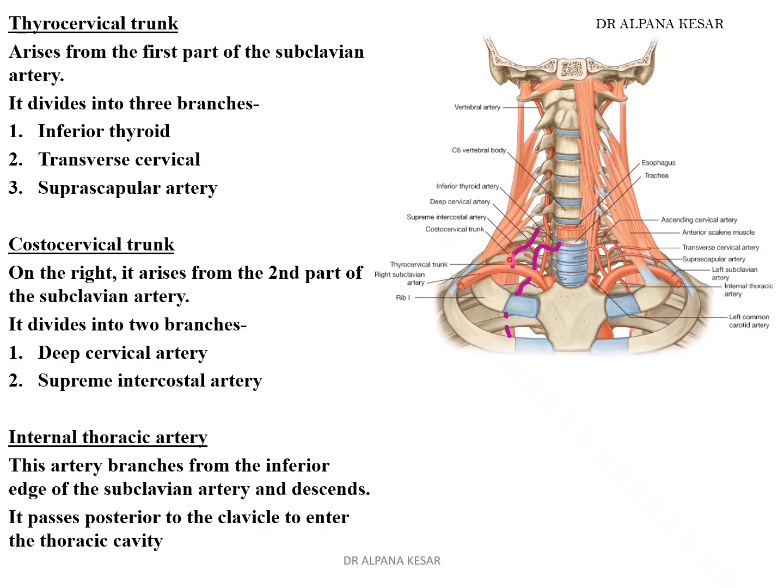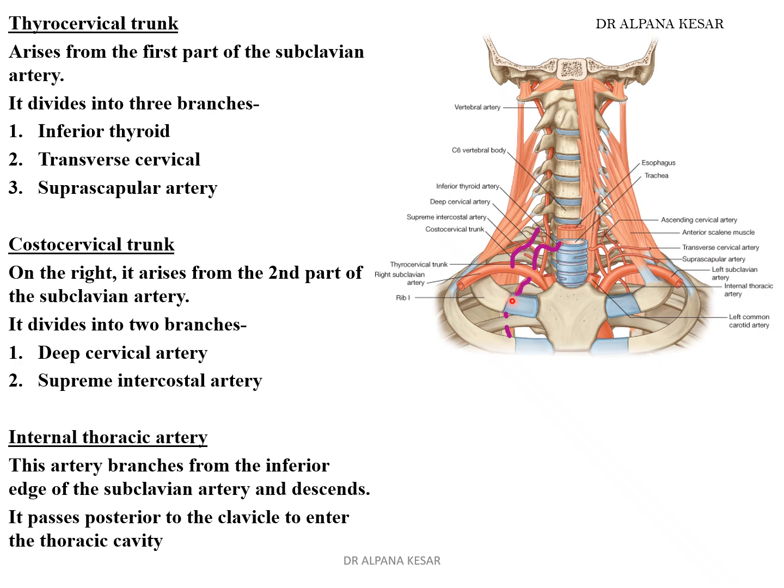Costocervical artery. The costocervical artery arises on the left side from the first part of the subclavian artery, but on the right side it arises from the second part of the subclavian artery. It divides into two branches, and they are the deep cervical artery and the supreme intercostal artery.